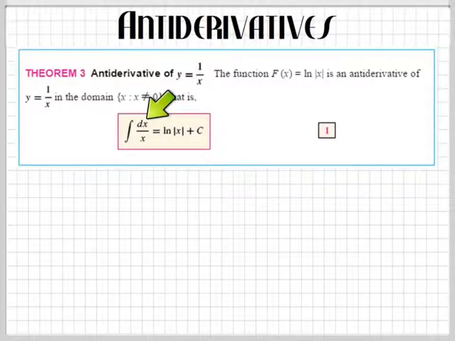It's funny how they put the dx right there. That might confuse some of you. You can take that dx and drop it right here, so it says 1 over x. It's just a notation thing.